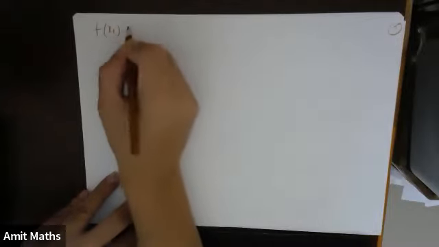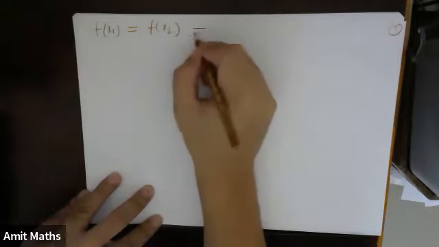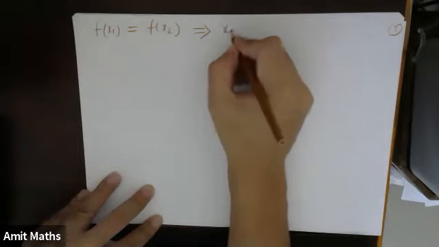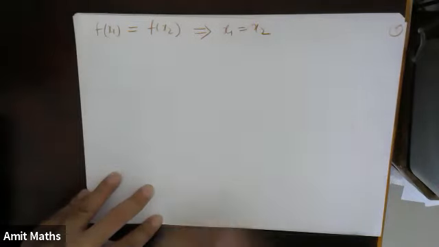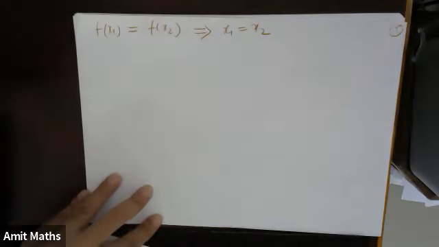So that means f of x1 is equal to f of x2. And what does this represent? Because this is a function f, this represents that x1 will be equal to x2. Hence it is a 1-1 function.